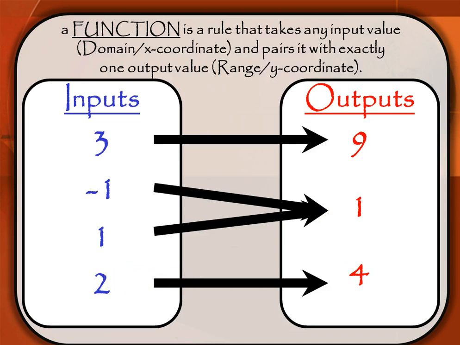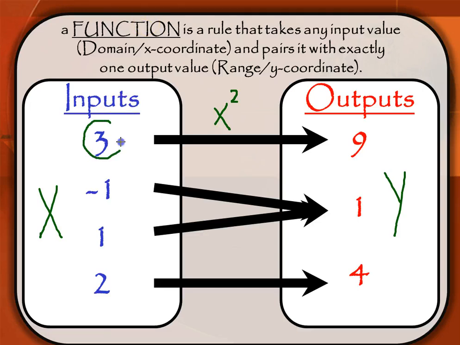Now once again, this doesn't necessarily matter, but check this out. These being my x values over here, these being my y values. If I'm looking at the rule, I'm actually taking my input values, my domain numbers, 3, -1, 1, and 2, and I'm squaring them. That's the rule. So 3 squared gives me 9, -1 squared gives me 1, 1 squared gives me 1, 2 squared gives me 4. Regardless, is it a function or is it not?